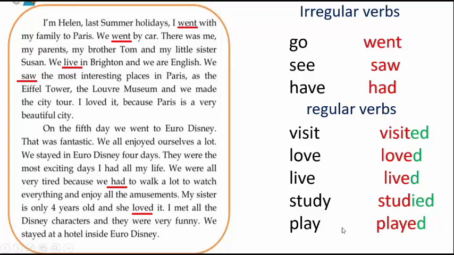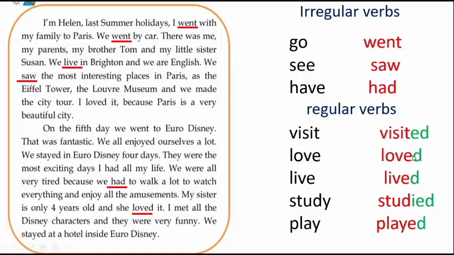Study, studied. Play, played. After that, I'm going to ask my students, can't you notice the difference between the first group and the second group? The irregular verbs and the regular verbs? They will tell me, yes. In the first group, the irregular ones, we changed the whole verb. Go became went. It became totally different. See, saw. Have, had. But in the second group, we just added at the end d or ed or ied.